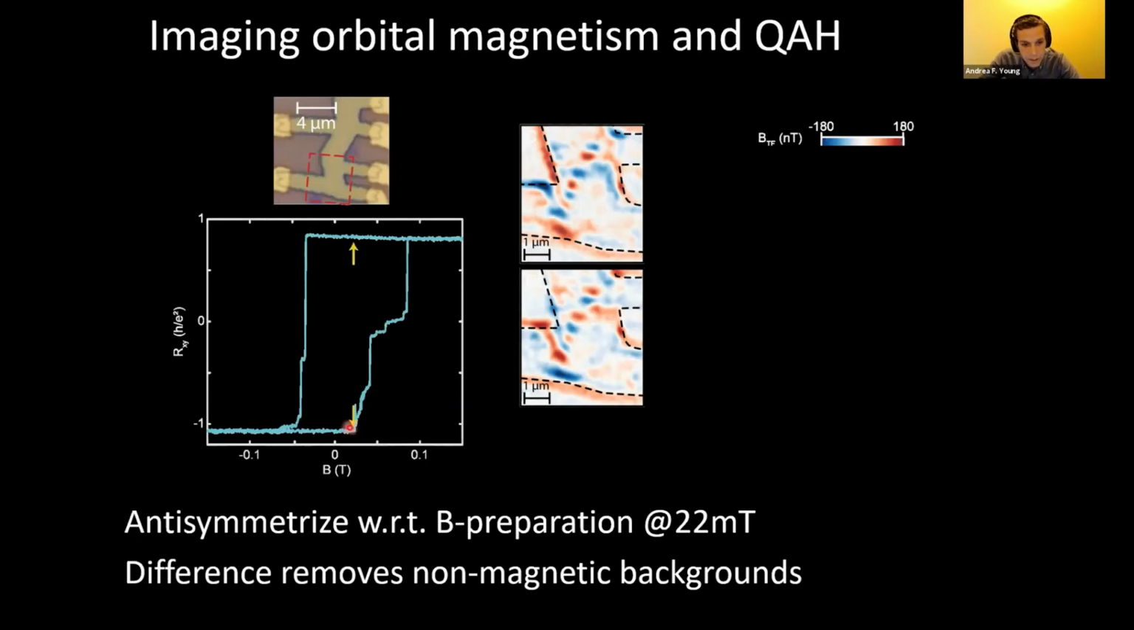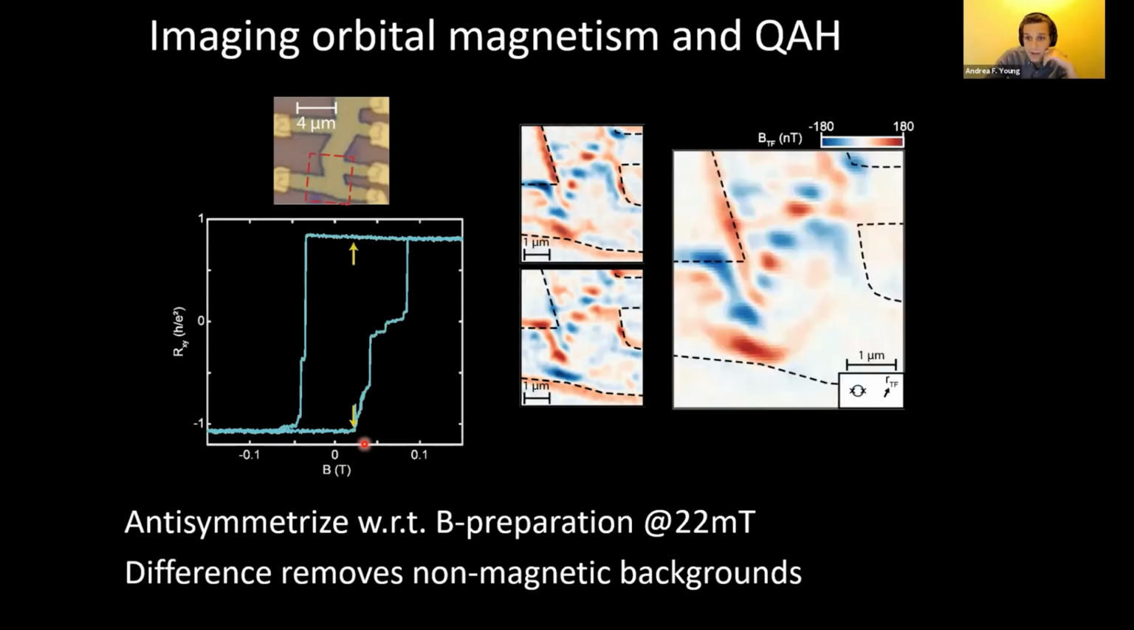And so what I'll show you are antisymmetric combinations of measurements taken on different arms of the hysteresis loop, but at the same magnetic field. And so we can anti-symmetrize with respect to that sort of preparation of the sample, and that allows us to extract just the magnetic structure.